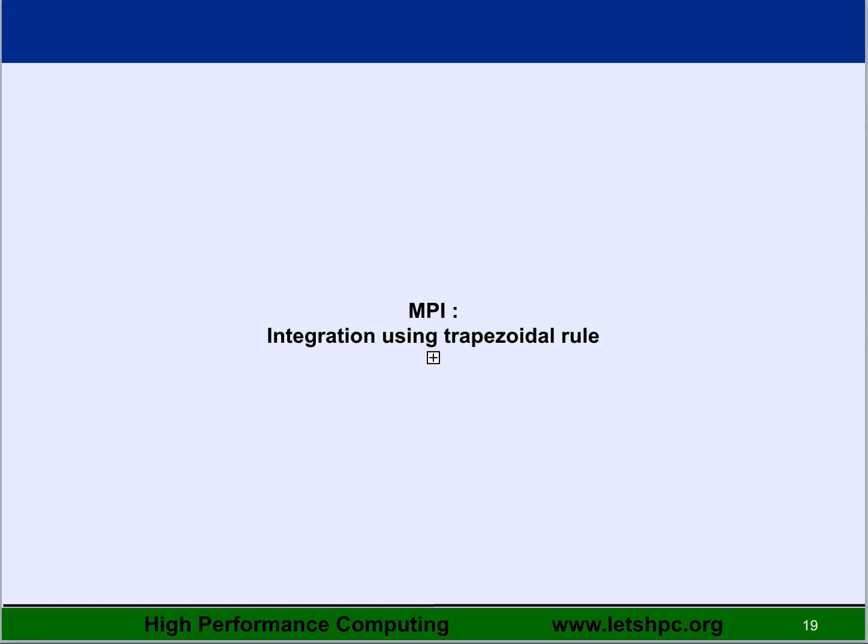Okay. Now let's look into a more realistic example. We are going to take the example of the trapezoidal rule, because we have already discussed this problem during our shared memory lecture. So we know how we do integration using the trapezoidal rule, but once again I will briefly describe the problem.